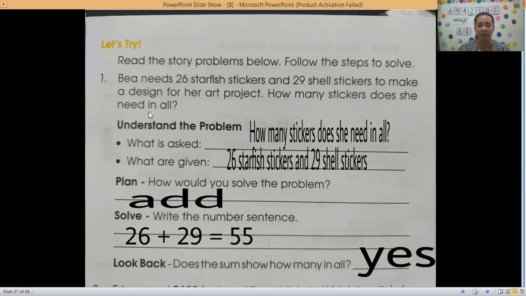Okay po? Because in your exam, I have problem solving, and you need to identify if you're gonna use add or subtract. So make sure if they are asking how many in all together, it means you're gonna add. But if they are asking how many left, then you're gonna subtract. So 26 plus 29 equals 55. Does the sum show you how many in all? Yes.